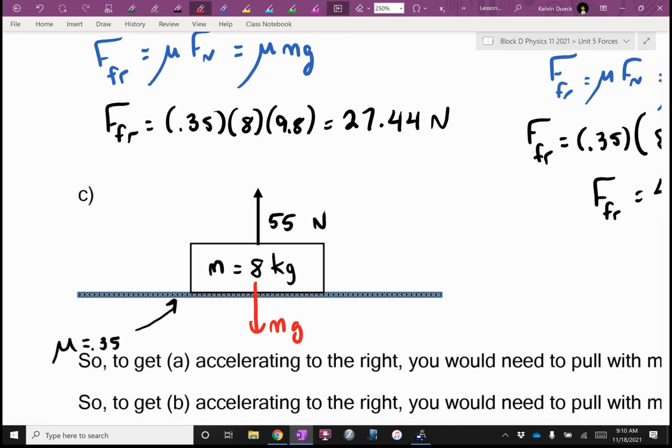Someone's pulling up with 55 newtons. What's that going to do to how hard the ground has to push to cancel out gravity? Is the ground going to have to push harder or less hard? Normal force is smaller. Dan, I'm going to exaggerate it, bloop, so it catches my eye, so that I notice normal force is smaller. Okay.